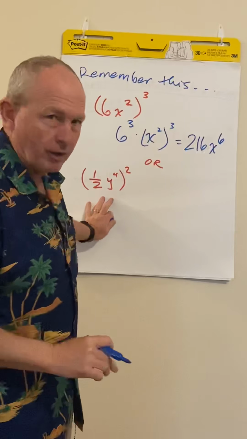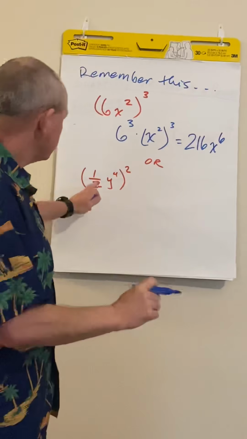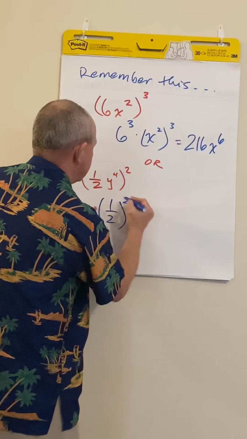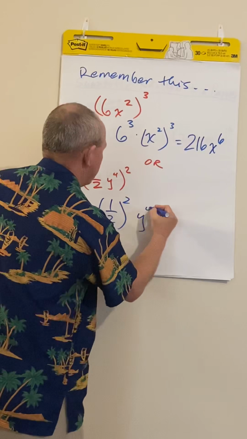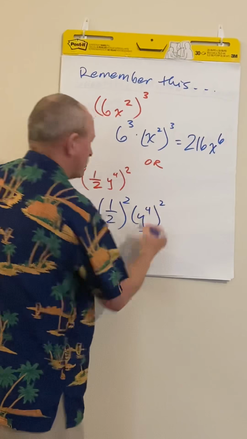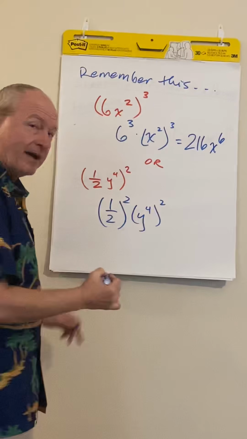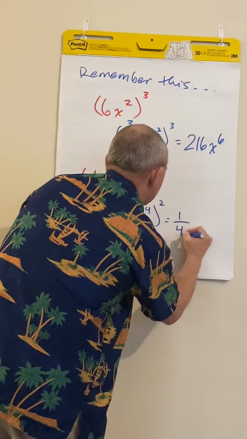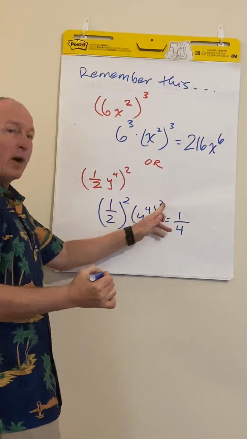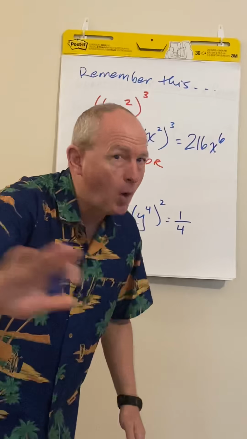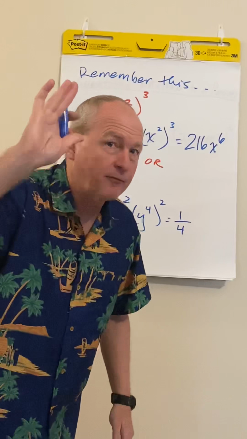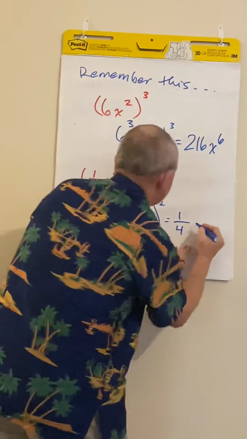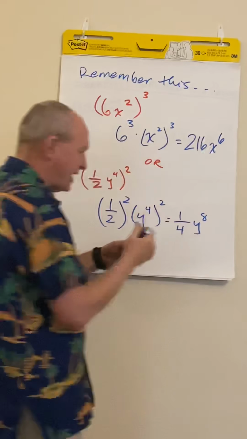So this was a little harder, but we still do the same idea. We're going to do 1/2 squared times y to the 4th squared. Okay? 1/2 squared is 1/4. And then y to the 4th squared. Now that's not y to the 16th. No, no, no. That's y to the 4 times 2, which is y to the 8th. So that's how you would do that one.